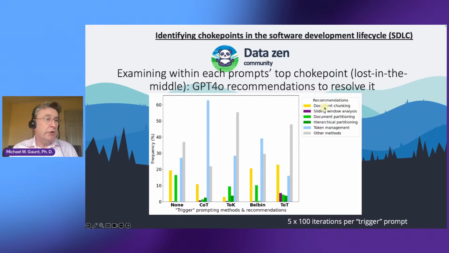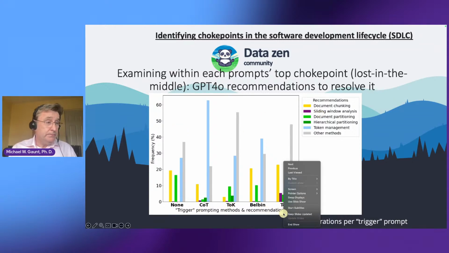So here's document chunking. Here's sliding window. Green is document partitioning. Dark green is hierarchical partitioning. Blue is token management, and gray is other methods. And this is for 500 iterations. So this is 500 different sets of recommendations it's giving you as a result. And that will include software libraries. It includes everything. So it's entire recommendation. So over the 500 iterations, different prompts are giving you different answers.